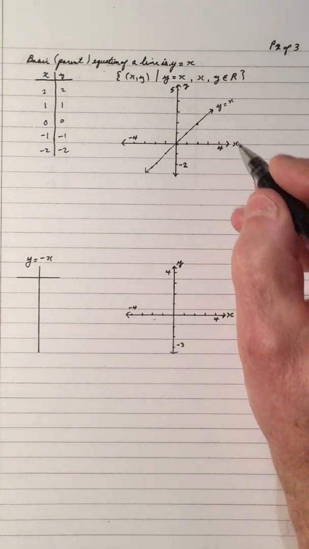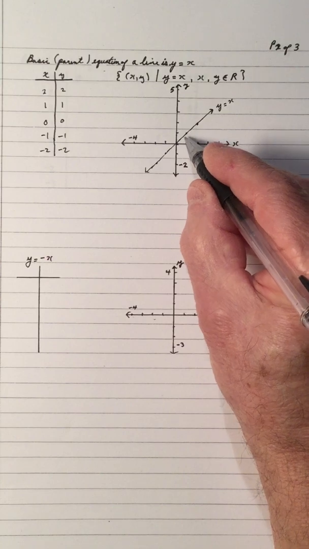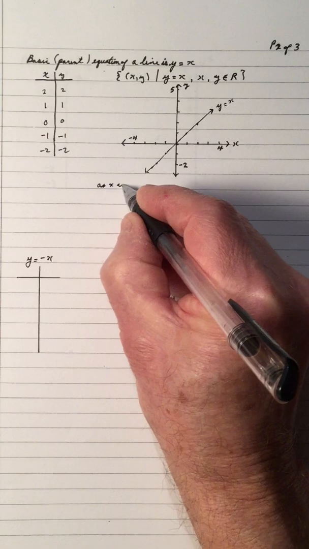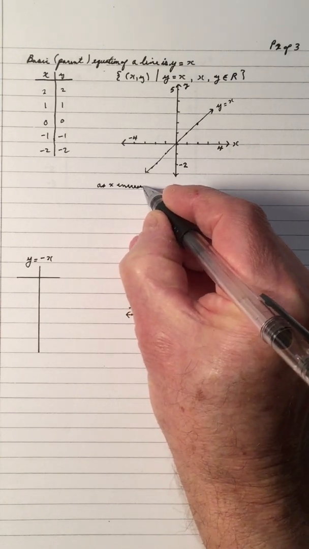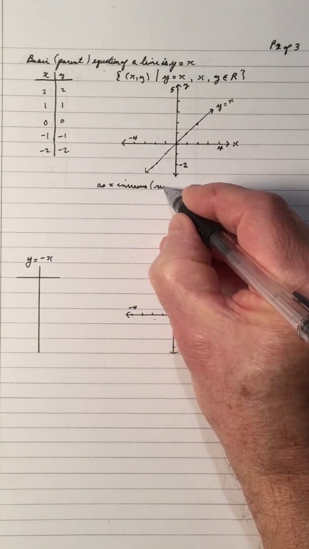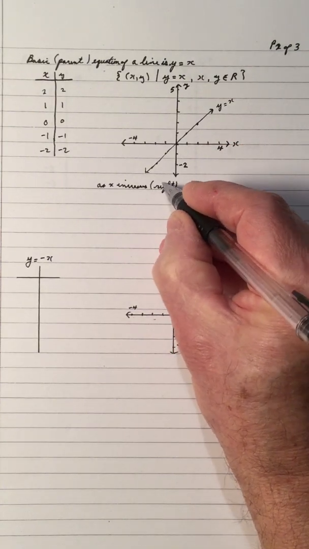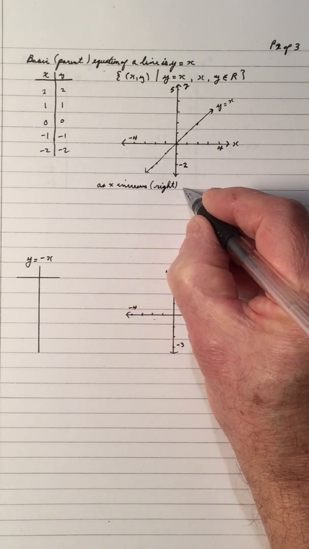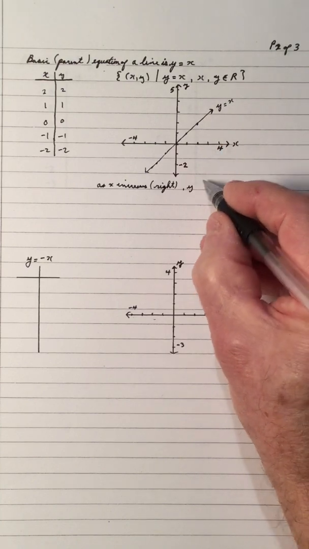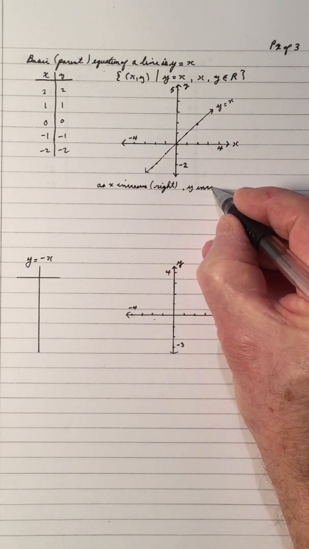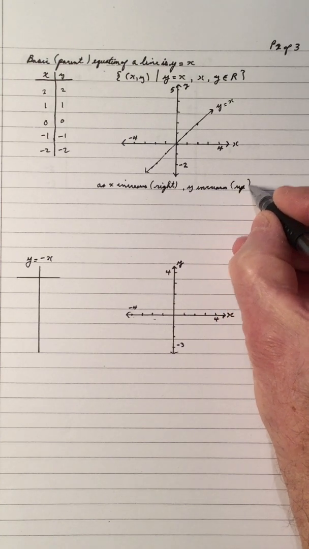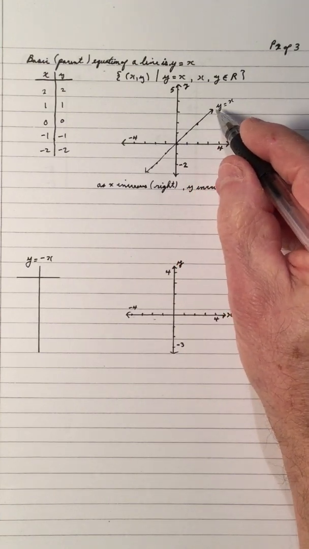But as you notice, this line has a positive slope, because as x increases, as x goes to the right, y is increasing also. So y increases. And y is going up. And you notice that if you go to the right and up, that's a positive slope.